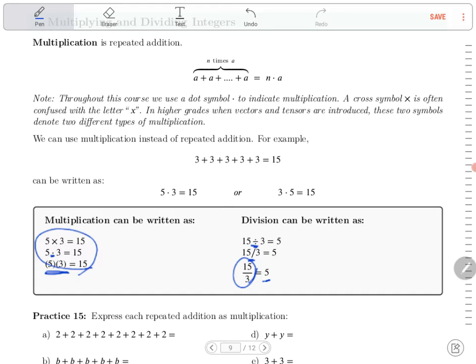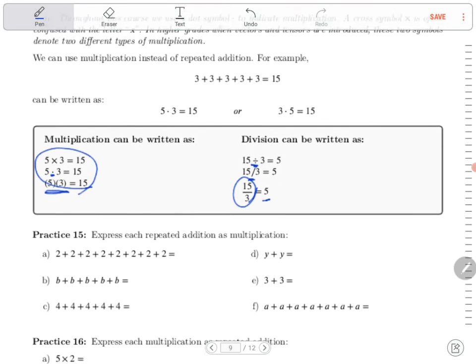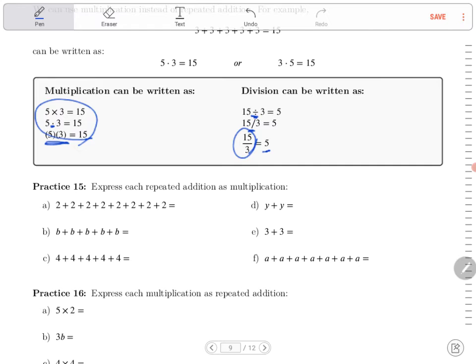So let's do some practice problems. And let's do practice 15, problem A. So what's the task here? The task is to express each repeated addition as a multiplication. So we remember that multiplication is nothing but a repeated addition. So what is going on here?